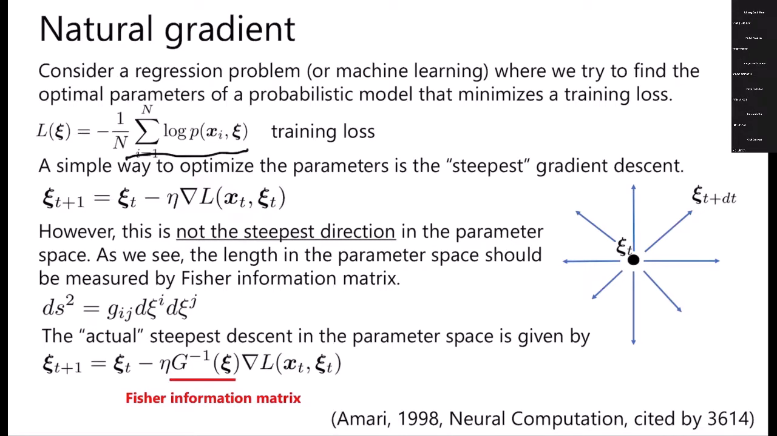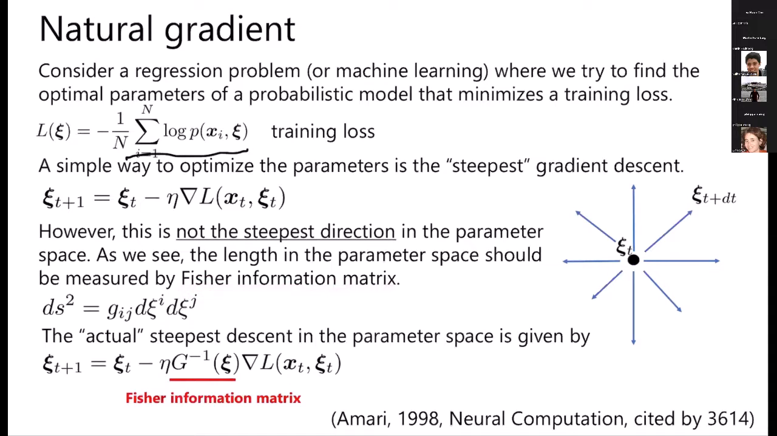As we saw, the length in the parameter space should be measured by the Fisher information matrix. So in this case, if you go in a different direction, this distance is totally different, depending on directions. So even if in the Euclidean sense you move the same amount, in terms of this Riemannian metric sense, the distances are totally different. So you need to correct this difference by the Fisher information matrix.